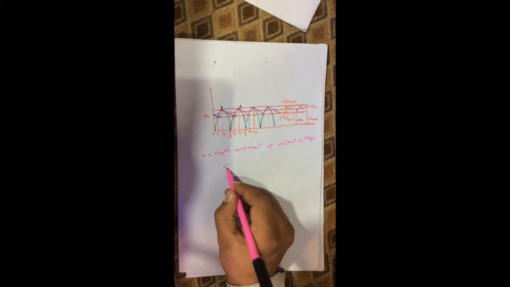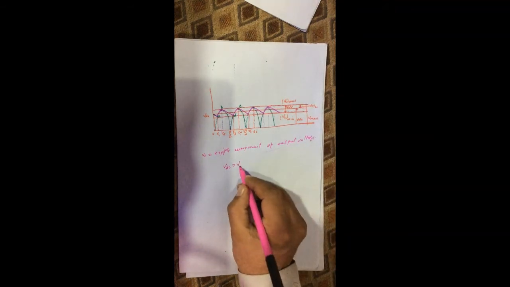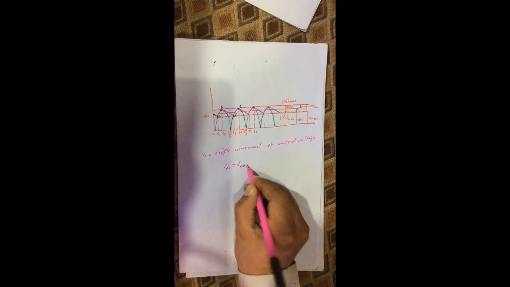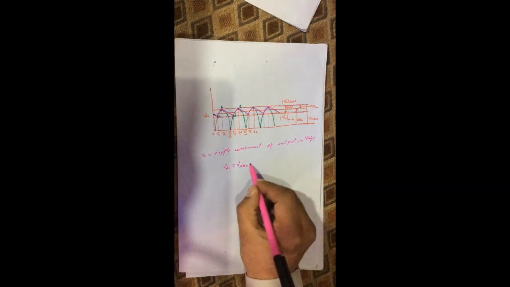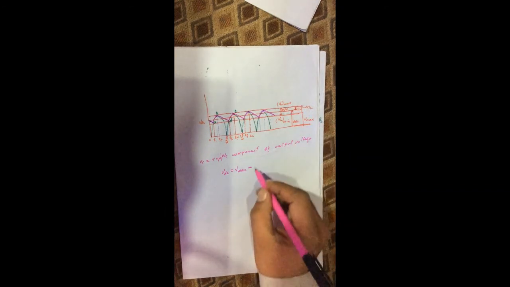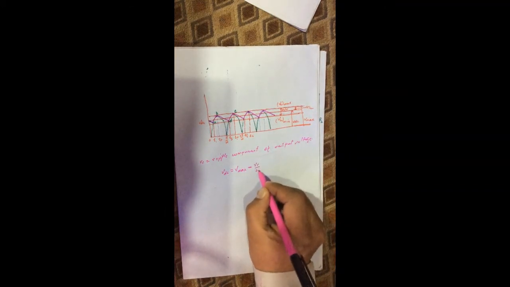Now from this figure we see that VDC is equal to this maximum value minus this value. So we have V maximum minus, since this whole is VR, this will be half of VR, so VR by 2.